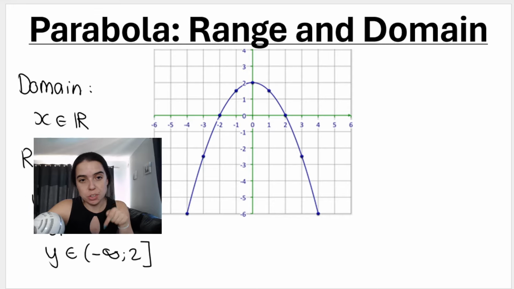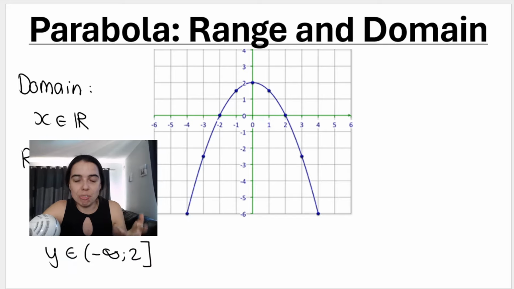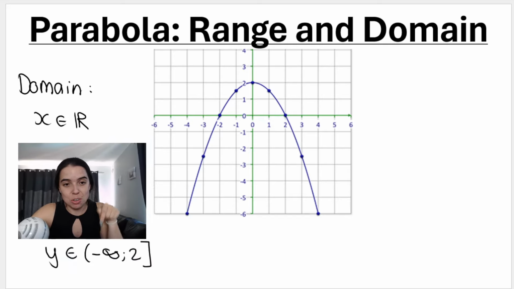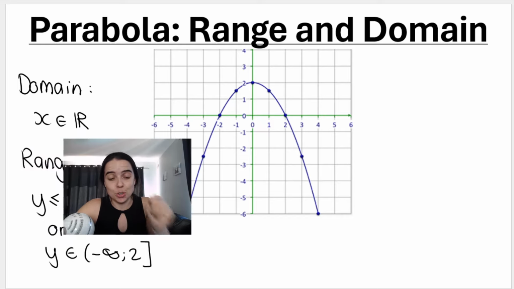Remember, you must always start with the smallest number. So it goes down to negative infinity. Negative infinity is obviously smaller than 2. So small number to the big number, not including negative infinity, but including 2.